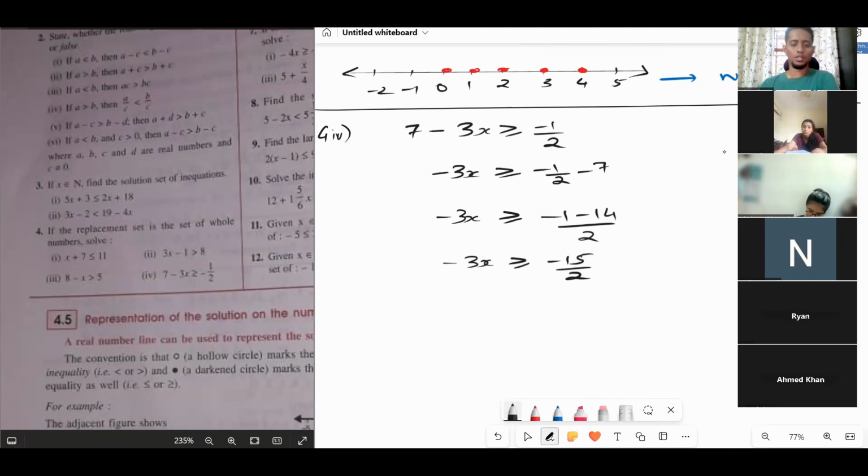Okay, the fourth one, did you all get something? Now here there's a new rule for inequations. Just look at this. Did anyone get this much? See what I've done here. So 7 minus 3x is greater than equal to minus 1 by 2. I kept the minus 3x over here. I took the 7 on that side, so that became minus 7. And then the shortcut is 2 into 7, that's 14. So minus 1 minus 14 upon 2, which is minus 15 upon 2.